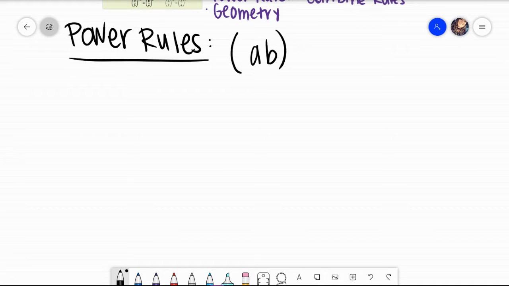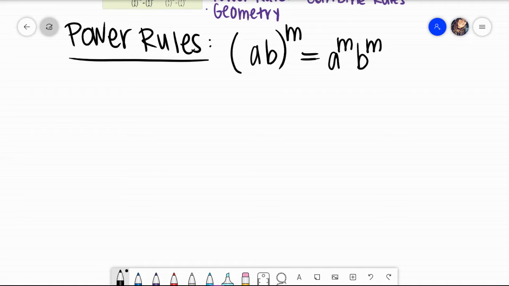And on the outside of your parentheses, it is raised to a power. It does not matter how many bases or different variables you have inside of your parentheses. This power rule states that each individual base inside of your parentheses will be raised to the power on the outside of your parentheses. So if you have in parentheses A, B raised to the M, your A gets raised to the M and your B gets raised to the M.